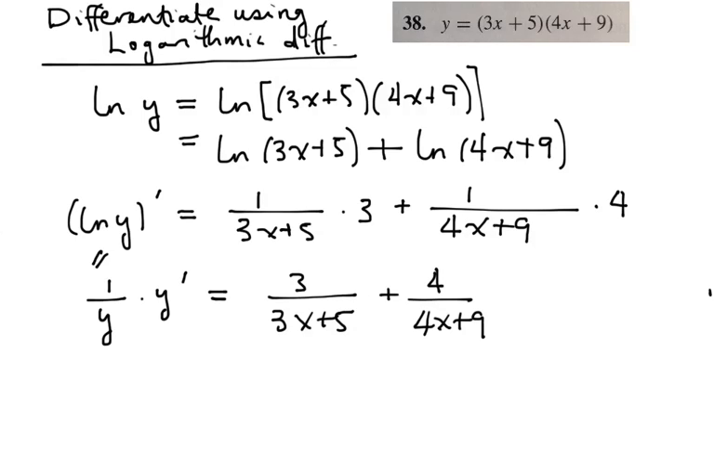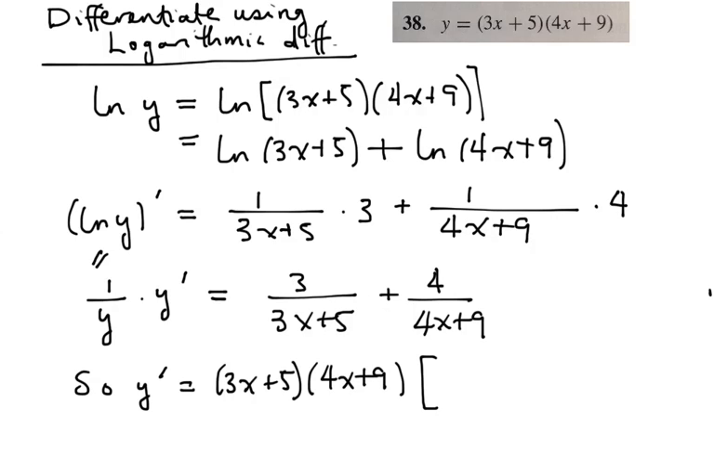So if we want to know what y prime is, we can multiply through by y, right? Because the left-hand side is 1 over y times y prime. So if we want to solve for y prime, multiply both sides by y. And going back, the original y was (3x + 5)(4x + 9). And then we'll have this multiplied by the whole thing. Okay, and now we're done.